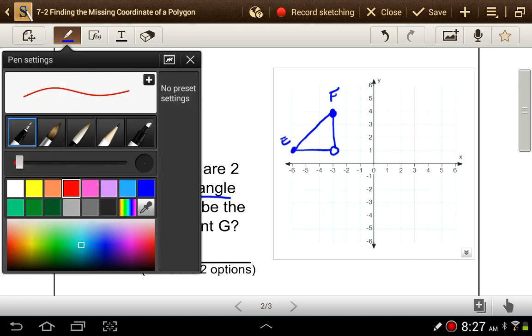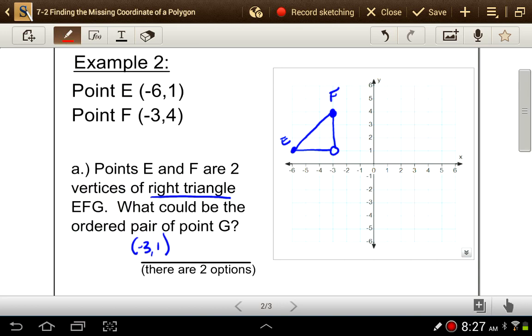Go ahead and switch colors here. For another option, I could have put it up here and had my right triangle up there, and that would be negative 6, 4. Those are the 2 options that I could have as my right triangle. You'd have to read the directions carefully. If the question asks what it could be, and they only ask for one, then you'd only have to put one option. If it said what are both options, then you'd have to put both. So you have to be careful of the directions. Okay, so that's how you can create a right triangle.